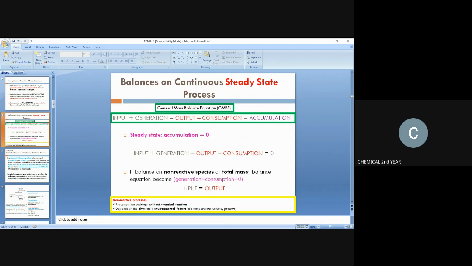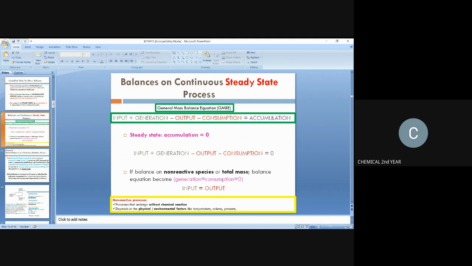Next, balances in continuous steady-state processes. The general mass balance equation is input plus generation minus output minus consumption is equal to accumulation. At steady state, accumulation will be equal to 0.